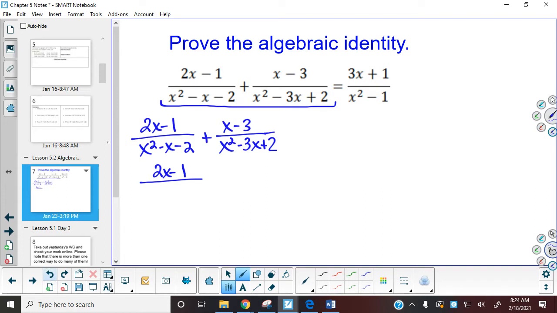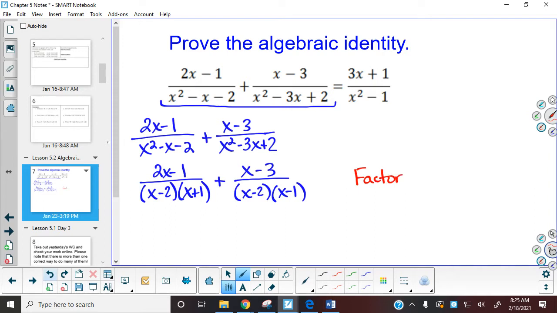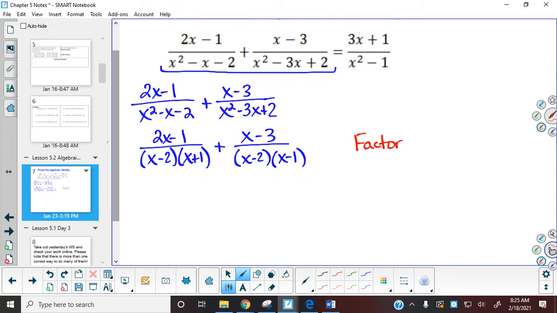So you have 2x minus 1 still on the top. On the bottom, that's going to factor to x minus 2, x plus 1. And then on the right-hand side, the bottom is going to factor to x minus 2, and then x minus 1. Again, you want to be able to explain what you did at that step. So you would say, at that step, I factored. And then you go on to your next step.